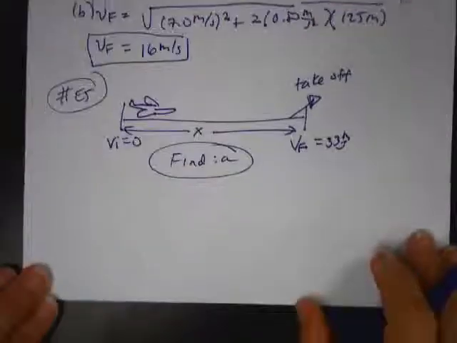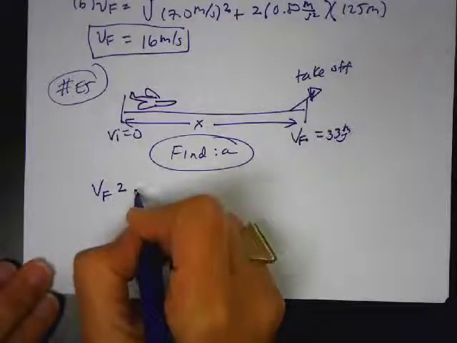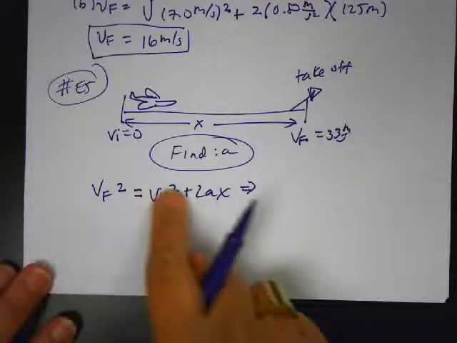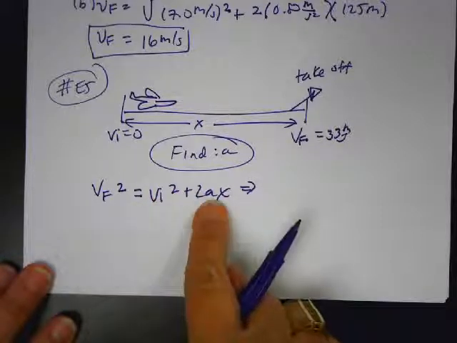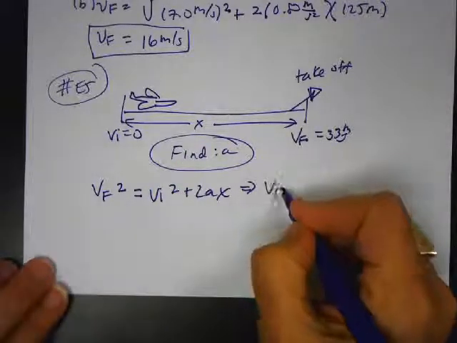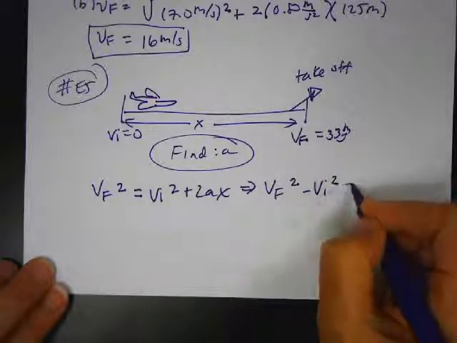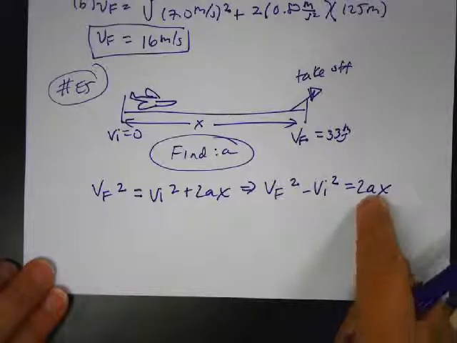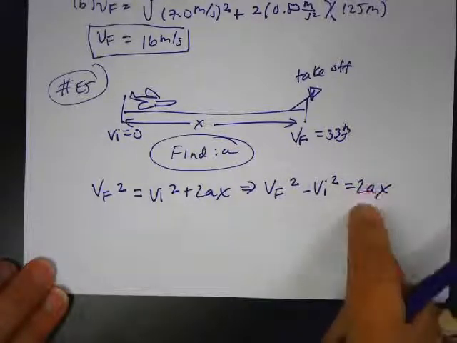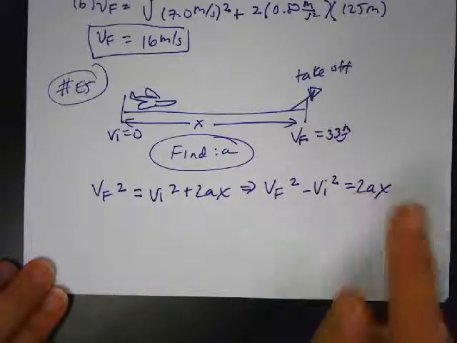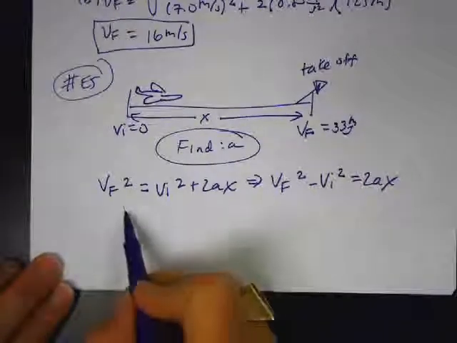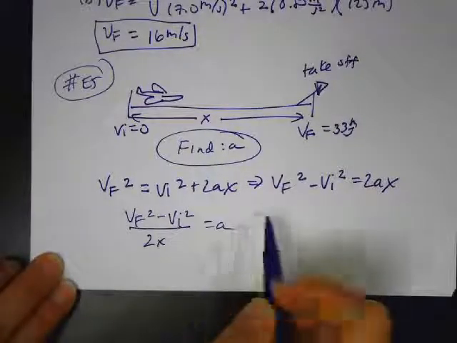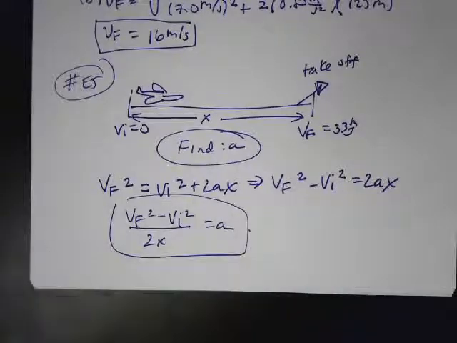So you use this same equation, VF squared is equal to VI squared plus 2AX, but you have to do your algebra. You're going to rearrange this equation to solve for the unknown in terms of the known. So first I'll subtract that from both sides. VF squared minus VI squared is equal to 2AX. And remember, I'm solving for A, so I want that all by itself on one side of the equal sign. So now I'll divide both sides by 2X, so VF squared minus VI squared over 2X is equal to A. And then I can substitute my values and then solve.